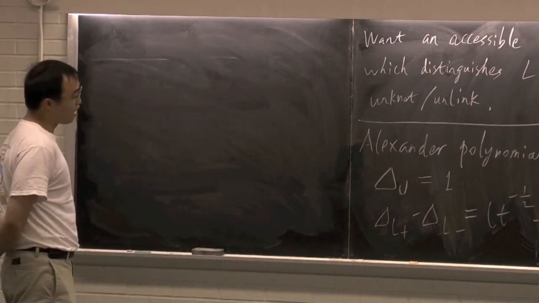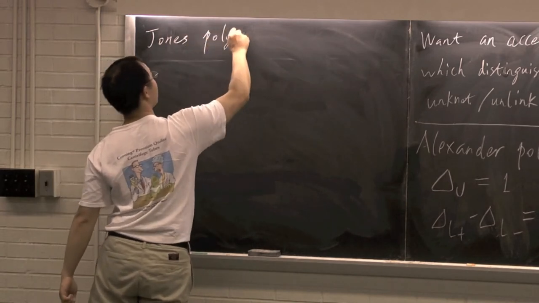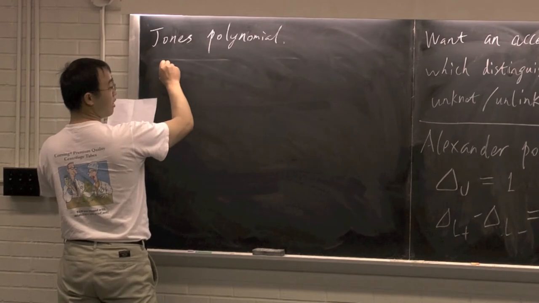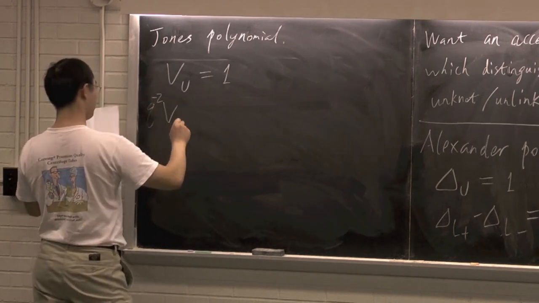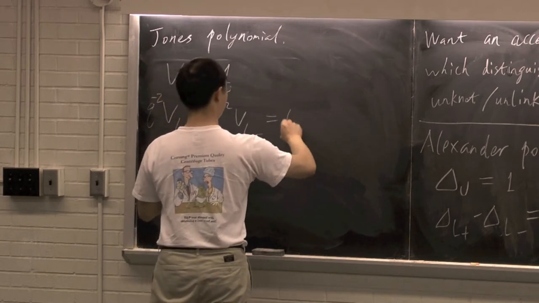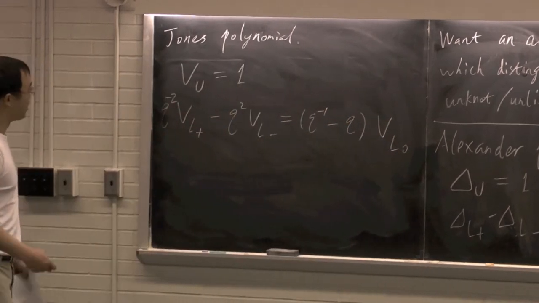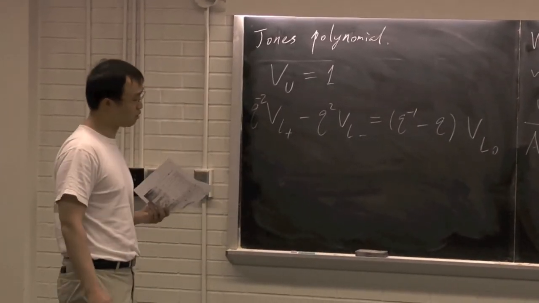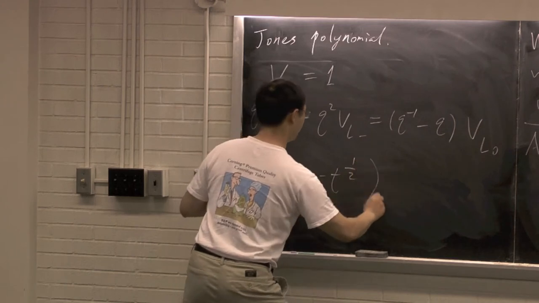Okay, another famous invariant for knots or links in the three-sphere is the Jones polynomial. The Jones polynomial is defined in this way. Again, V of U is 1, and q to the minus 2 V of L plus minus q squared V of L minus is equal to q inverse minus q times V of L zero. So you can define the Jones polynomial in a similar way as the Alexander polynomial. Here I use the variable q. If you are more familiar with the variable t, you should note that this q is equal to minus square root of t.